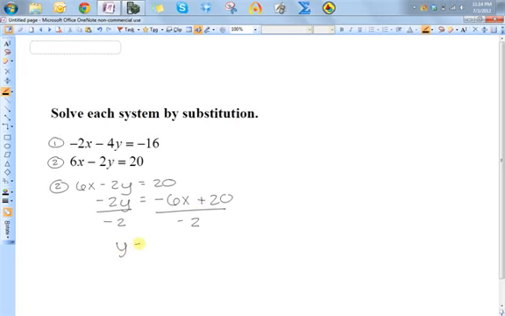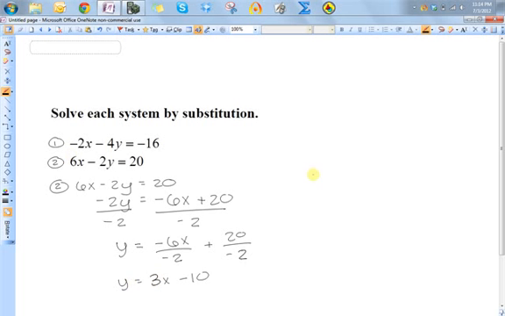So I have y is equal to, I'm going to divide each of these terms by negative 2, so negative 6x divided by negative 2, plus 20 divided by negative 2. So y is equal to 3x minus 10. So what this equation tells me now is that as soon as I figure out what x is, I'll automatically know what y is by just plugging it in. So this is going to be an important equation in a minute. I just first need to figure out what x is.